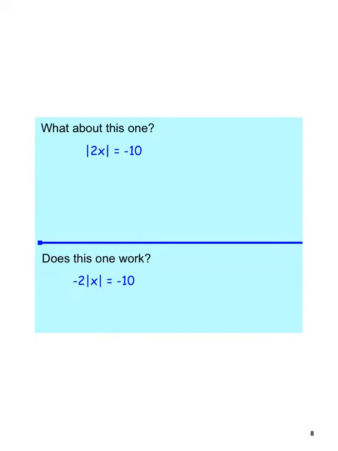Okay, let's look at a couple other examples here that are a little more unique. One here is this first one. Hopefully that rings some alarm bells for you, to have an absolute value that ends up equaling a negative number. This is impossible. There's no way we could do this.